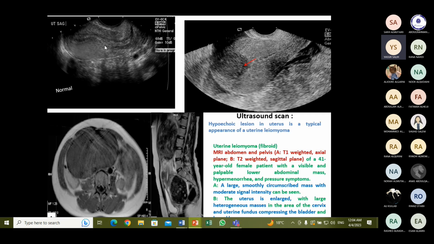So this is normal, as you saw: a normal endometrial stripe and the myometrium in the normal uterus on ultrasound. But in this one there is an abnormality. Can anyone describe the abnormality illustrated in this image? How would you describe this abnormality?